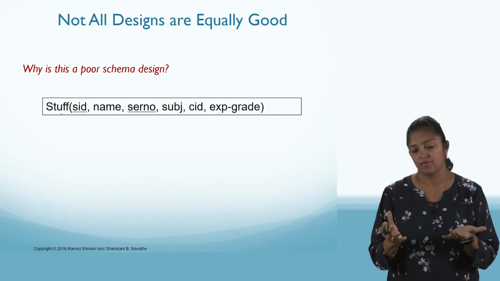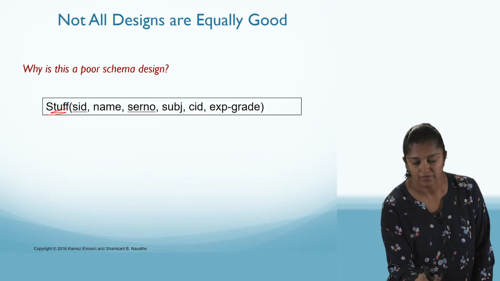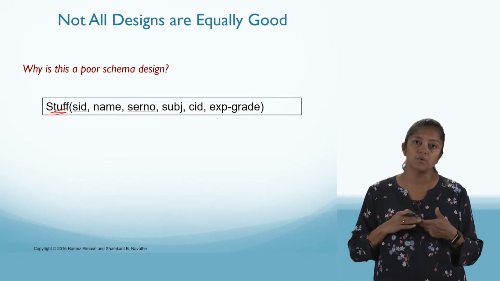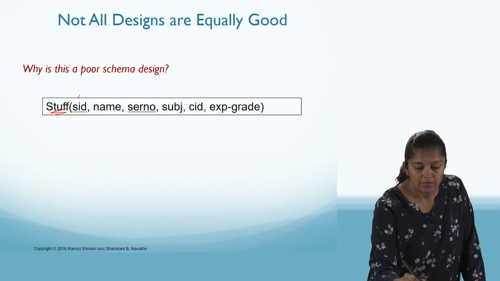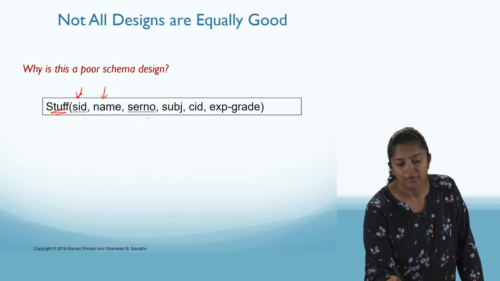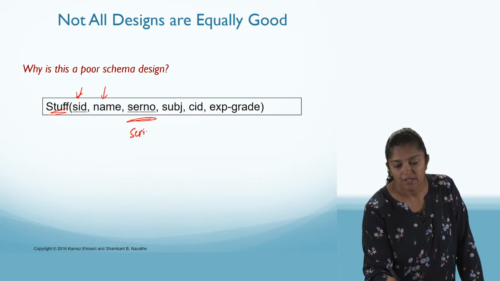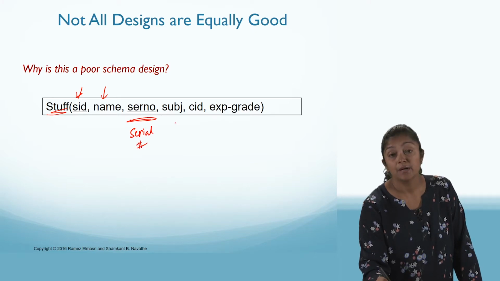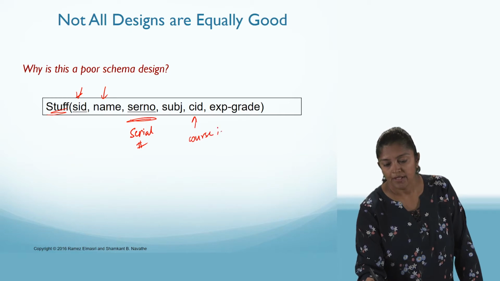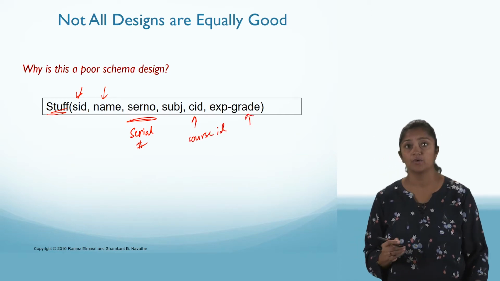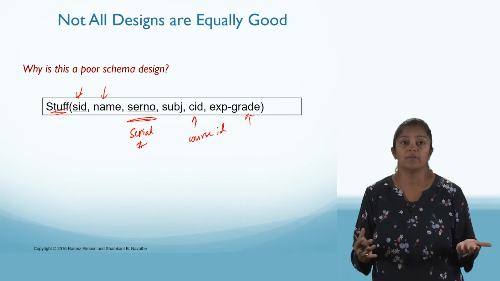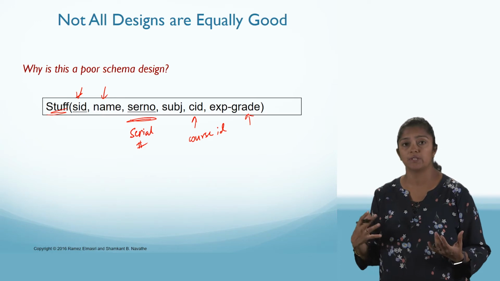Say it's a relation we've called just stuff, and say we put all of the information into it about the student as well as about the course. So here we have the student ID, student name, the serial number for the course, the subject to which this course belongs, a course ID, and then the expected grade for the student in the course. So we have everything in one relation, both information about the student as well as information about the course.